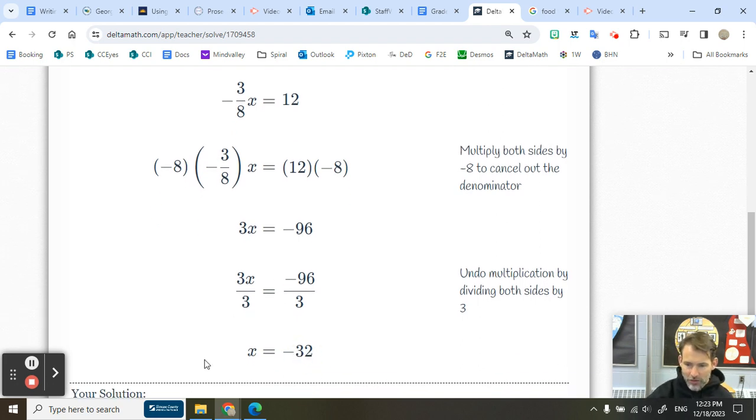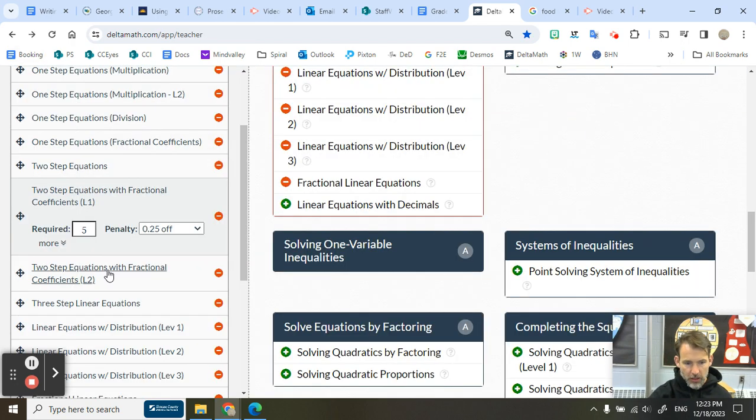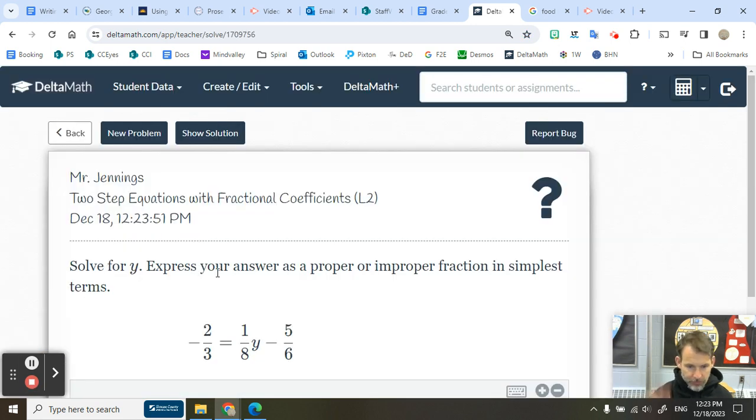My way is faster. Their way is fine. It's just fine, everybody. It's fine. But they called it 1-step equations earlier, and that's 2 steps. Who cares? Nobody. Okay, let's try one of these hard ones. Hard ones.